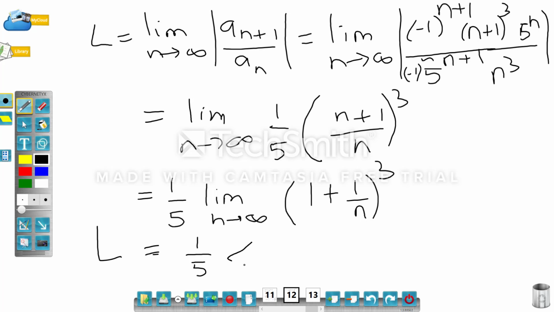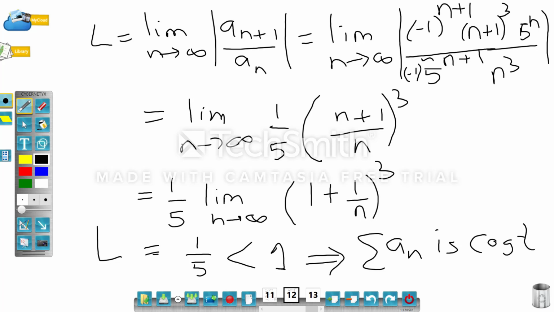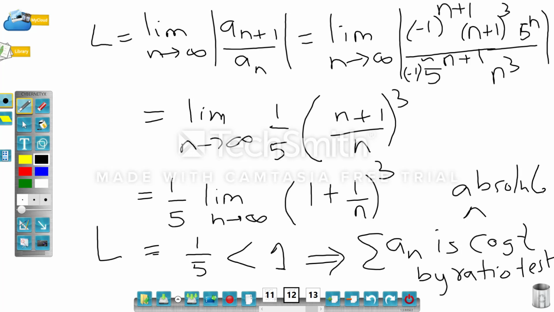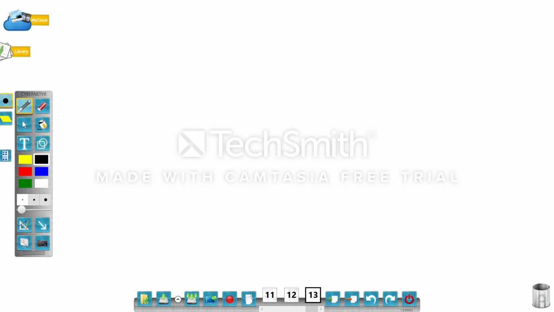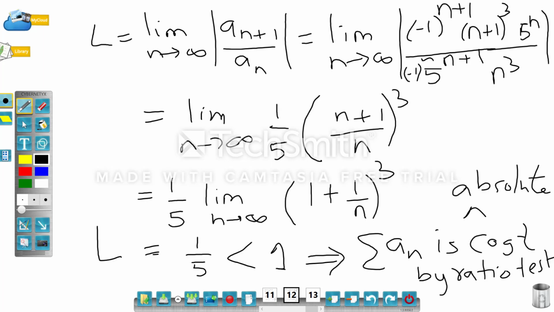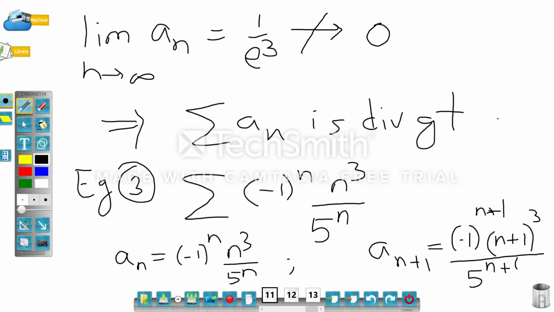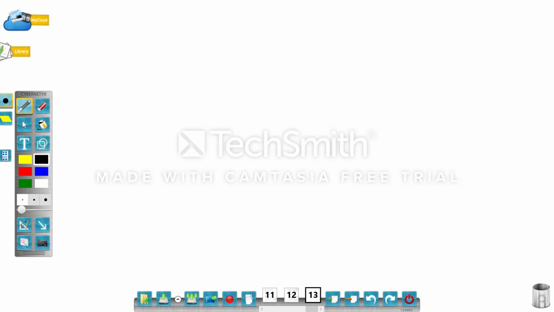So the L value is 1 by 5, which is less than 1. That would imply series a_n is convergent by the ratio test, because the ratio test says that if your limiting value is less than 1, then we can straight away say the series is convergent. Now, not only convergent, in fact it is absolutely convergent. That one needs to be added. And this is question number 3, which I have done. Now let's have question number 4, that is the last question of this lecture.